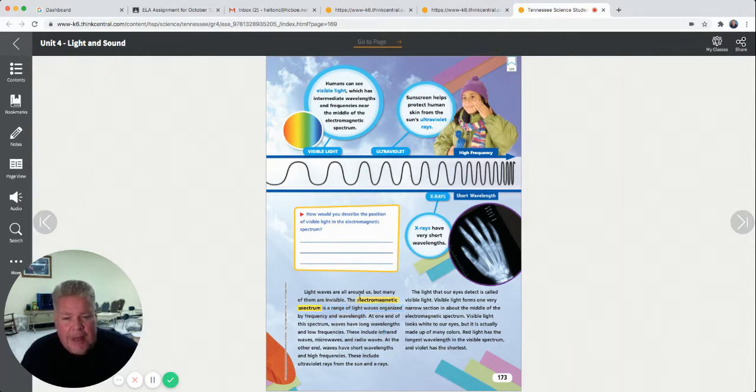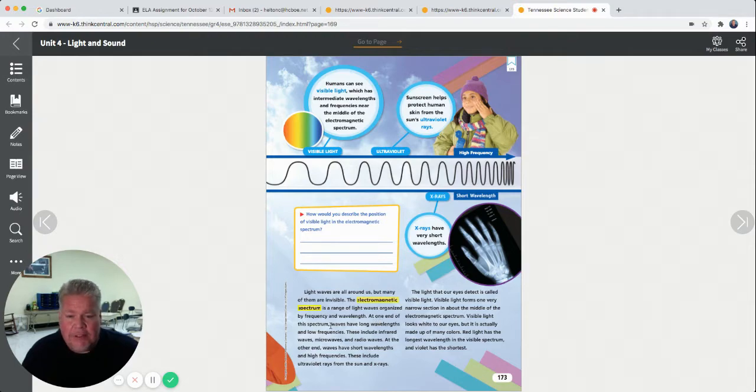So the electromagnetic spectrum is a range of light waves, and they're organized in a chart by how long their wavelength is or by how many waves there are in a minute. So it's just a way to organize and categorize wavelengths of different things. And we'll look at some more of that later.